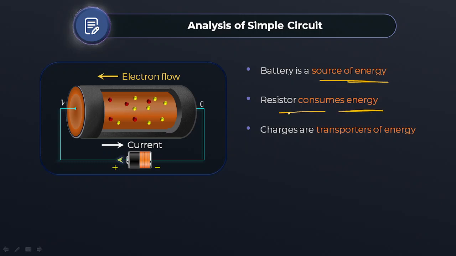Now, next: a battery is called a source of energy, and a resistor is called a consumer of energy. A resistor consumes energy, and a battery is a source of energy, and charges are the transporters of energy. So we can say that this battery is transporting energy by which method? By electrons or charge. Simple.